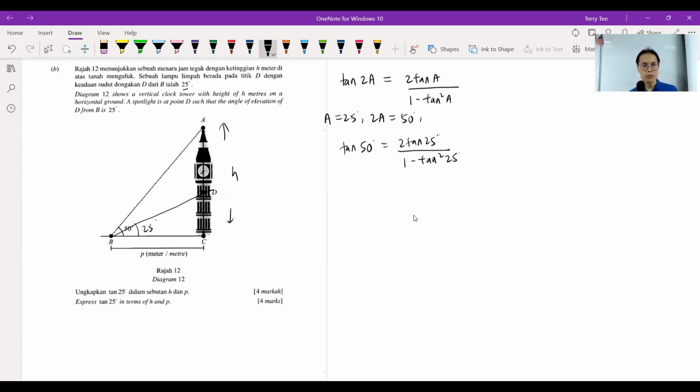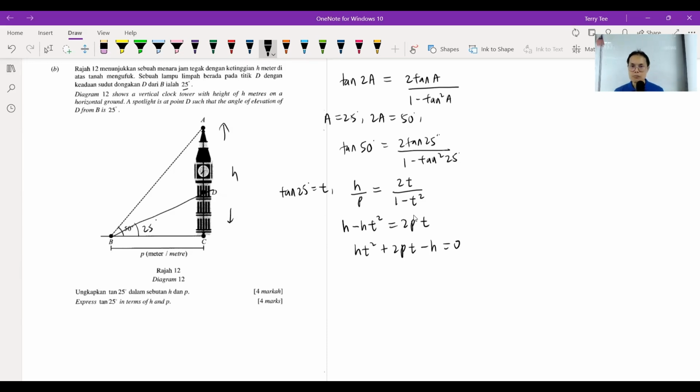So we know our tangent 50 is H over P. But I'm going to let tangent 25 become T, to make my life easier, so I don't write so many things. So this is 2T over 1 minus T squared. So what we want to find is T, right? So we cross multiply: H minus HT squared equals 2PT. Let us rearrange it: HT squared plus 2PT minus H equals 0.